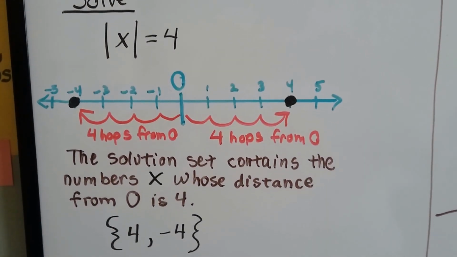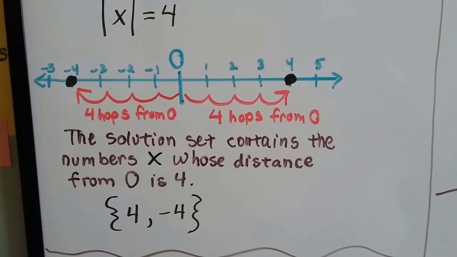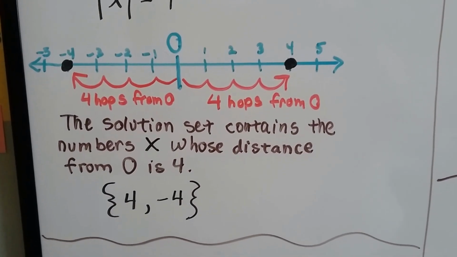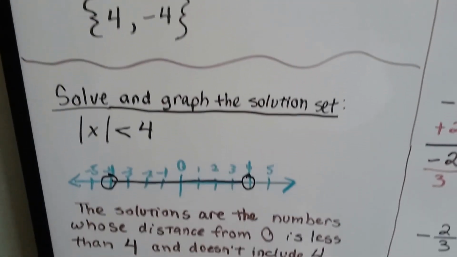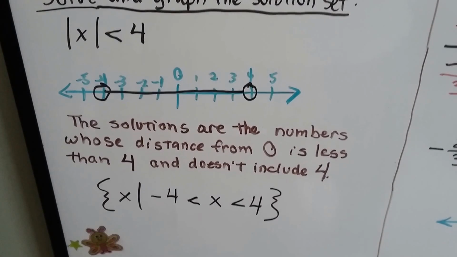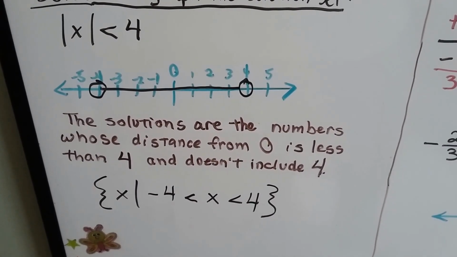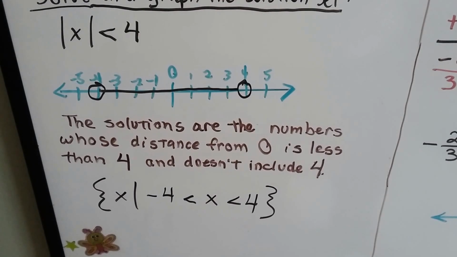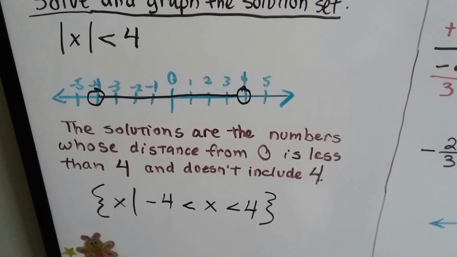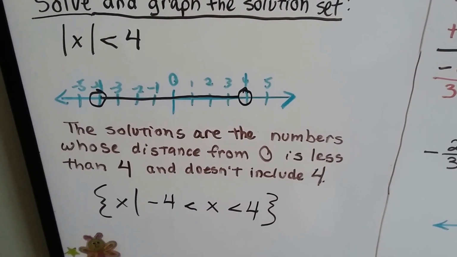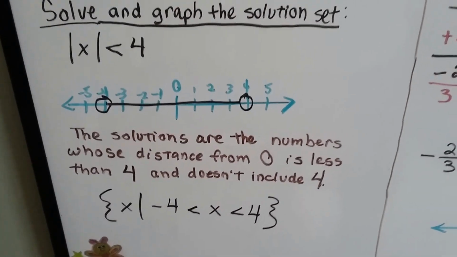So we can solve and graph equations and inequalities that involve absolute value. The absolute value of x equals 4, well, the solution set just contains the numbers x whose distance from 0 is 4. So we've got a negative 4 and a positive 4. To solve and graph the solution set, the absolute value of x is less than 4. Then the solutions are the numbers whose distance from 0 is less than 4 and doesn't include 4. We can write our answer in set builder notation as the set of all x such that x is greater than negative 4 and less than 4. And when we graph it on a number line, we use the open circles to show that the 4 is not included, right? Or the negative 4.